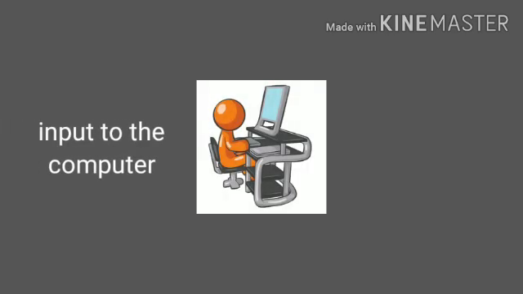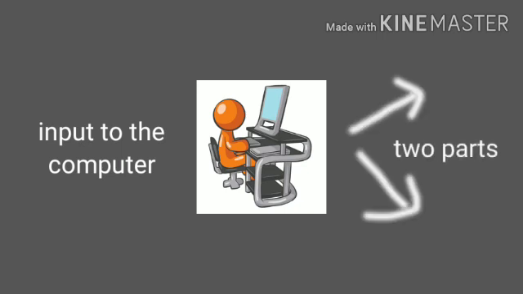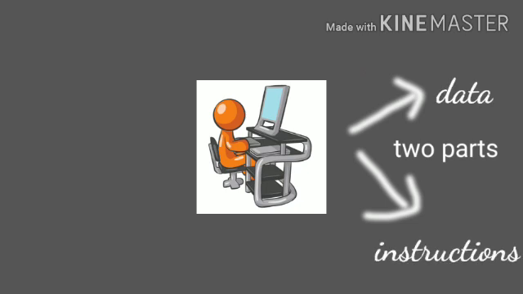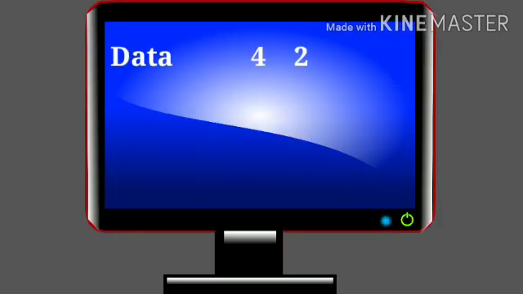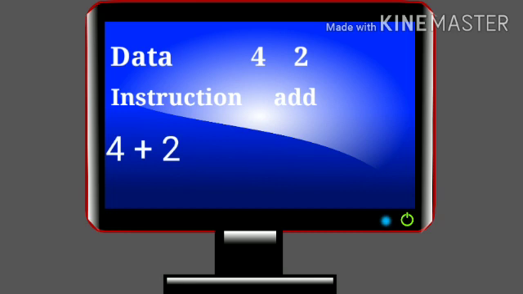When we provide input to the computer, there have to be two parts to the input. One is the data, like in the example, the data is the numbers 4 and 2. The other part is the instruction. That is, we have to tell the computer what it has to do with the data. Here the instruction is add. In the processing phase, the CPU will add 4 and 2. 6 is the result or final output.